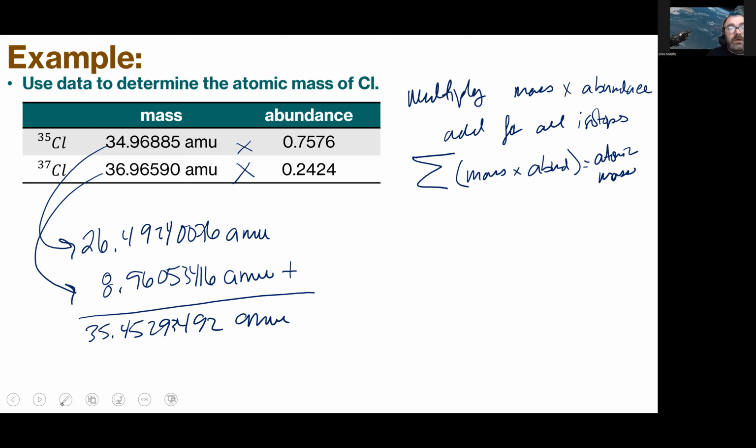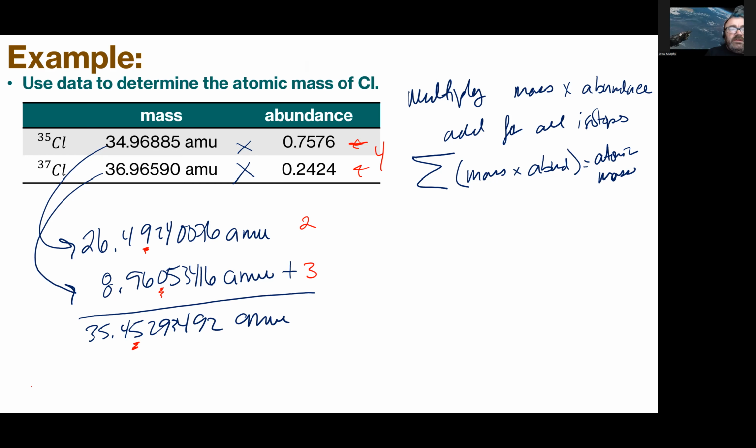If we look at this, both of these are limited in significant figures by the abundance, because the abundance has 4 significant figures. So each of these numbers has to have 4 significant figures. That would be ending with the 9 here and the 0 here. Then we're adding, and when we're adding, we're thinking about decimal places. This one has 2 decimal places and this one has 3. So our answer should have 2 decimal places.